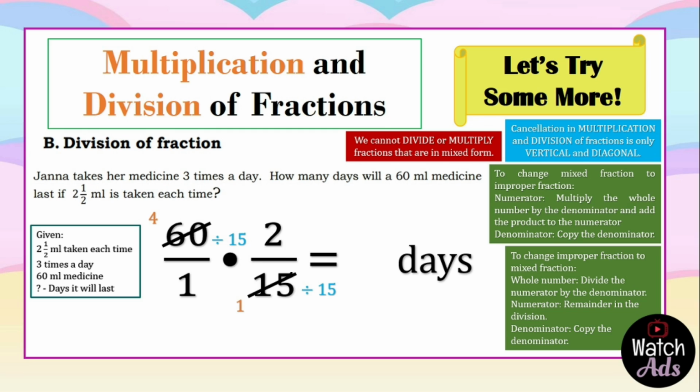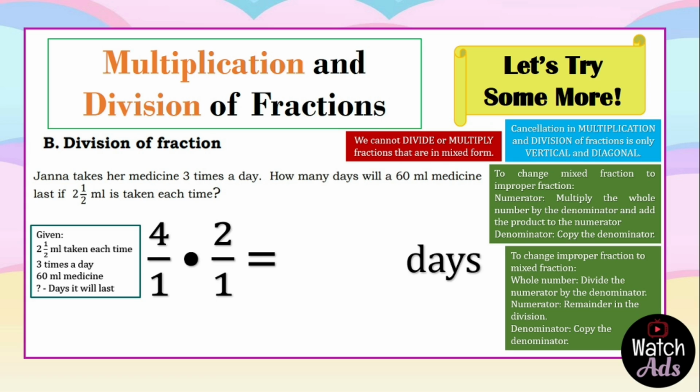Our brand new fractions, 4 over 1 multiplied to 2 over 1. Now we multiply 4 and 2 gives us 8. 1 and 1 gives us 1. That is 8 over 1. Since it is an improper fraction, we change it into a whole number. 8 divided by 1 is equal to 8 days.